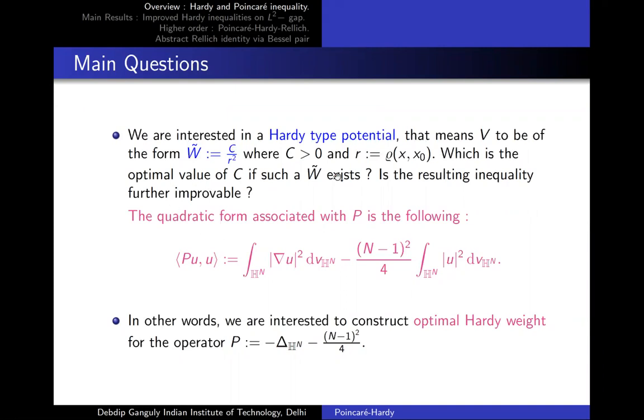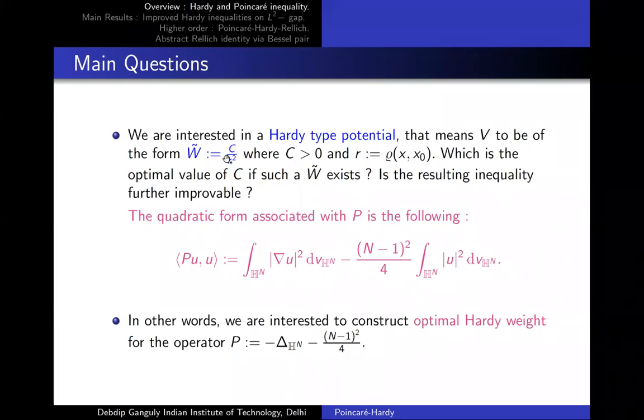In other words, we want to improve this Poincaré inequality with respect to the Hardy inequality. We want this inequality: integration of gradient of u square minus (n minus 1) whole square by 4 integration u square d vhn is greater than or equal to C integration u square by r square d vhn. And of course, we want to find that sharp constant C also.